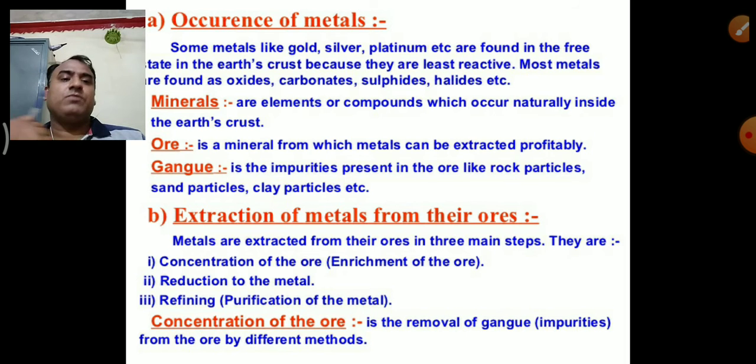Okay, now extraction of metals from the ore. There are three main steps. By using these steps we can extract the metals from ore. First, concentration means enrichment of the ore. Second, reduction of the metal. Reductions are those reactions in which we remove the oxygen. For example, magnesium oxide is an oxide of a metal. We need to remove the oxygen, and this particular step is known as reduction. Then refining, which means purifying the metal. First, concentration means removing the gangue, removing the impurities by different methods.